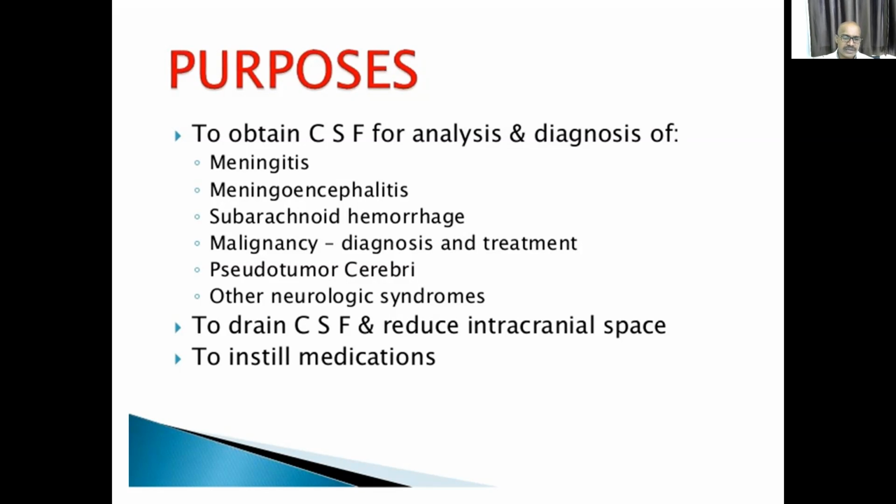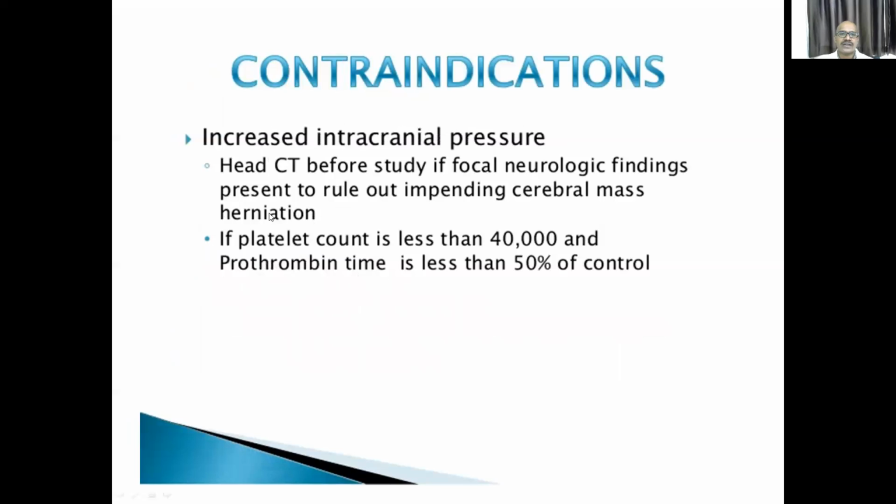So what are the contraindications? The contraindications are increased intracranial pressure. When there is marked increase in intracranial pressure, a head CT should be done before the procedure, especially if focal neurologic findings are present, to rule out an impending cerebral mass herniation. Raised intracranial pressure due to a space occupying lesion is a contraindication for lumbar puncture.